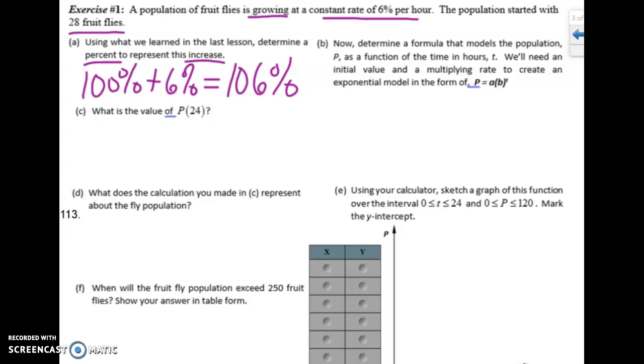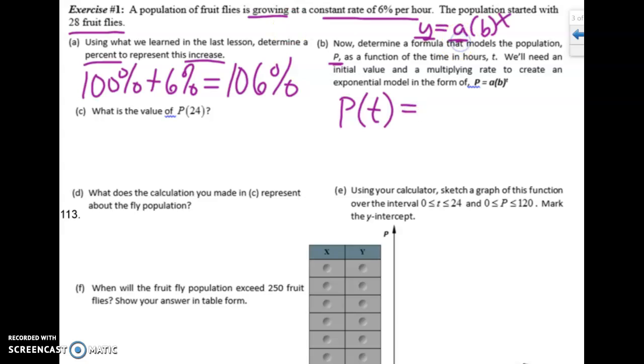Now we want to write it as a function, and we want to write it in terms of an exponential, where it's y equals a times b to the x power. Remember that one from before break? Well, we're going to change the output to P because that is the population. We're going to put a number or a letter that is in parentheses. This is just function notation. We should be familiar with this.